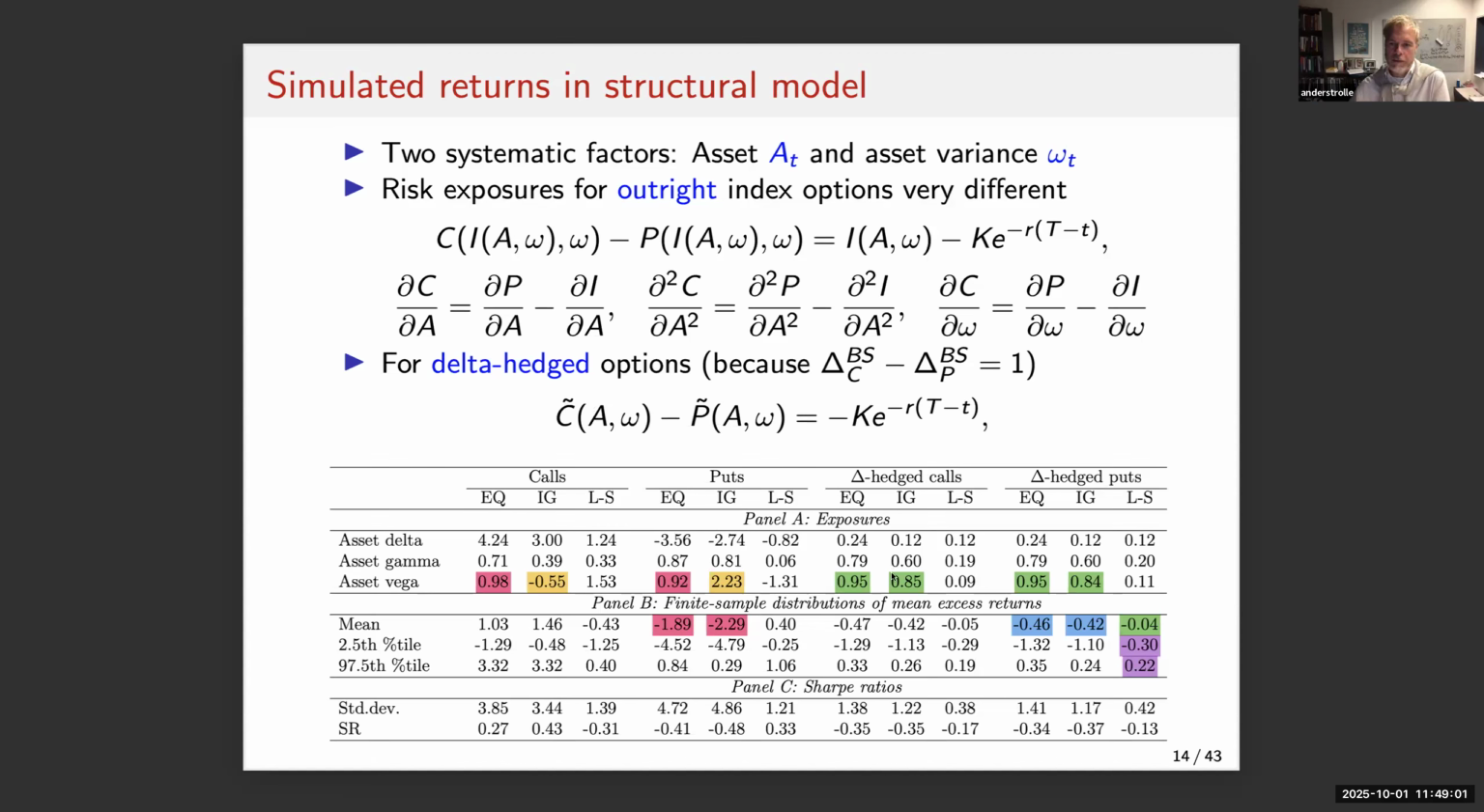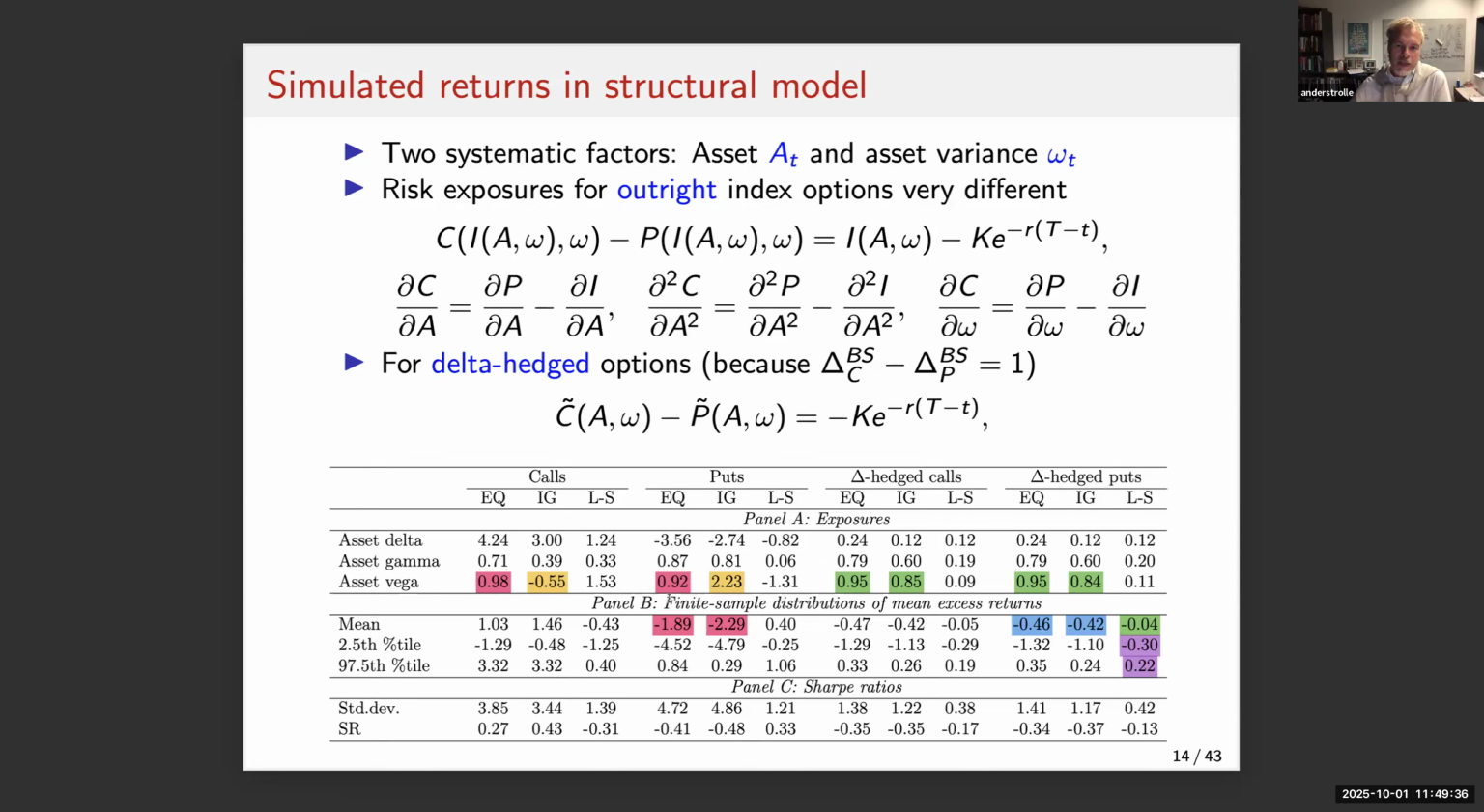And that's exactly what we see here when we compare the delta hedged puts and calls within credit or within equity. But not only that, if we look across credit and equity, so for instance, delta hedged credit puts and equity puts, they have, well, not exactly the same exposures, but very similar exposures, right? The vegas are very similar here, whereas they're very different for the outright options. So this means it makes much more sense to compare the returns on the delta hedged options.